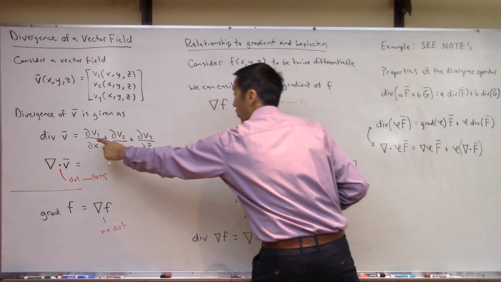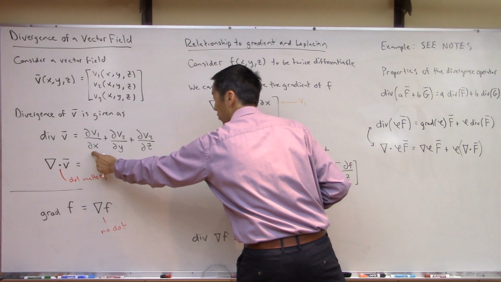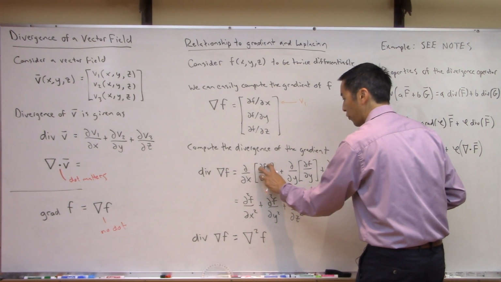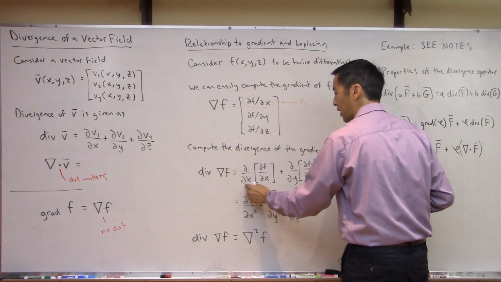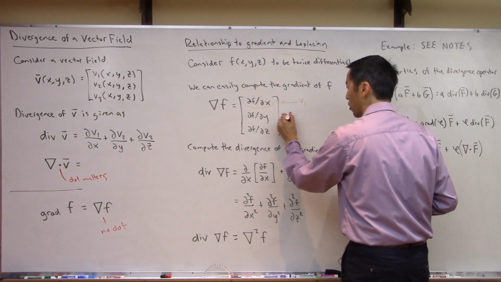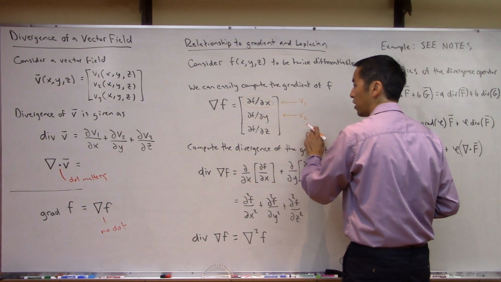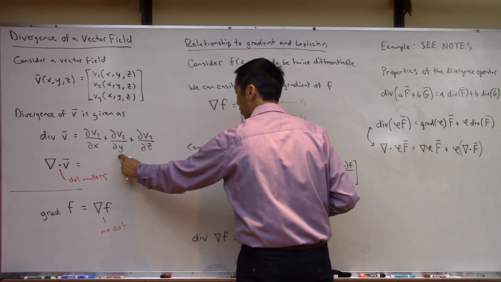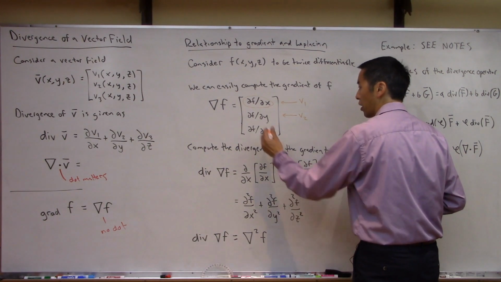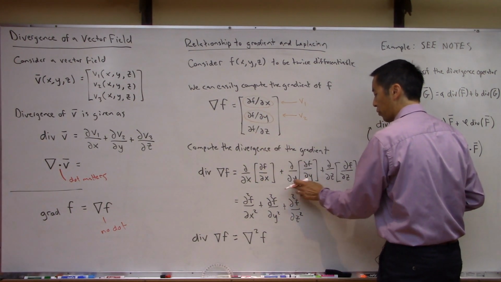It just says, okay, look at the first component, take its derivative with respect to x. So here's the first component right here. Take its derivative with respect to x. Then focus on the second component. You can consider this to be v2 in our picture over there. Divergence says, look at the second component, take its derivative with respect to y. So that's here. Second component, derivative with respect to y.